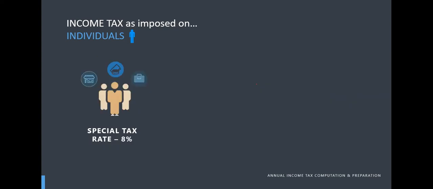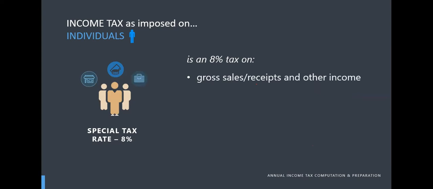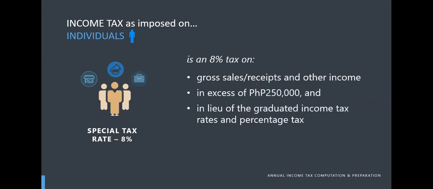Special tax rate of 8%. The 8% is a tax on gross sales or receipts and other income in excess of the 250,000, and this is in lieu of the graduated income tax rates and percentage tax. Please take note that compensation income is always subject to graduated income tax rates, and thus the special tax rate of 8% will not be applicable.